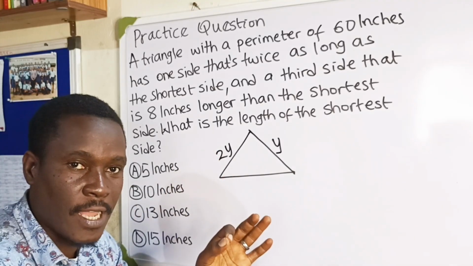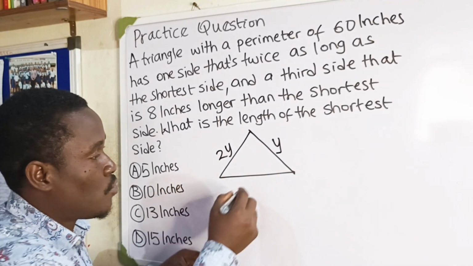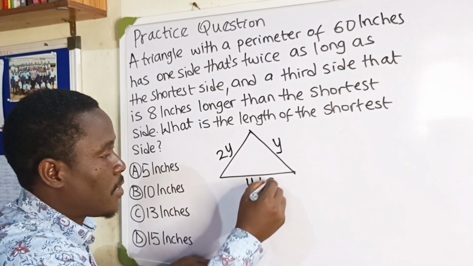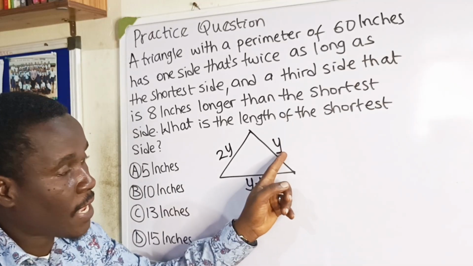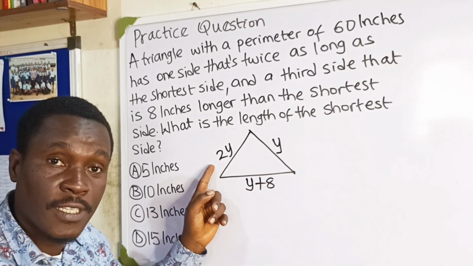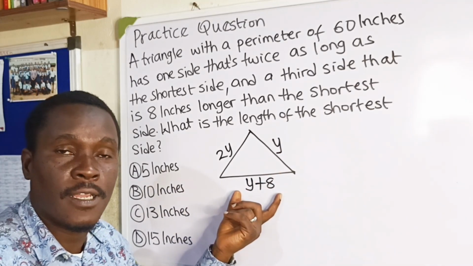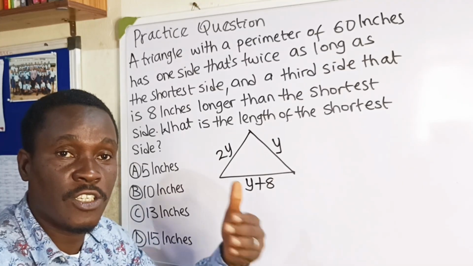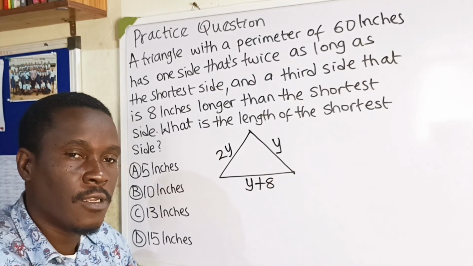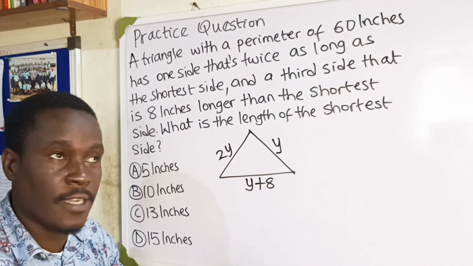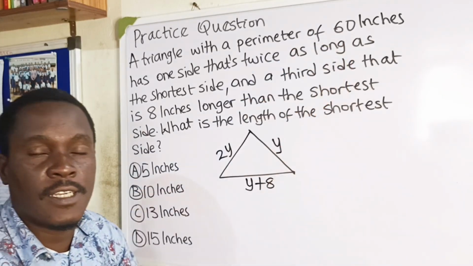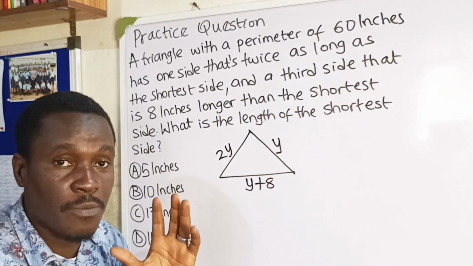So the shortest side plus 8. So this will be y plus 8. Okay, the shortest side, 2 times the shortest side, and the shortest side plus 8. 8 inches longer than the shortest side. Now, when you add these 3 sides together, you're expected to get 60 inches because 60 inches is the perimeter.